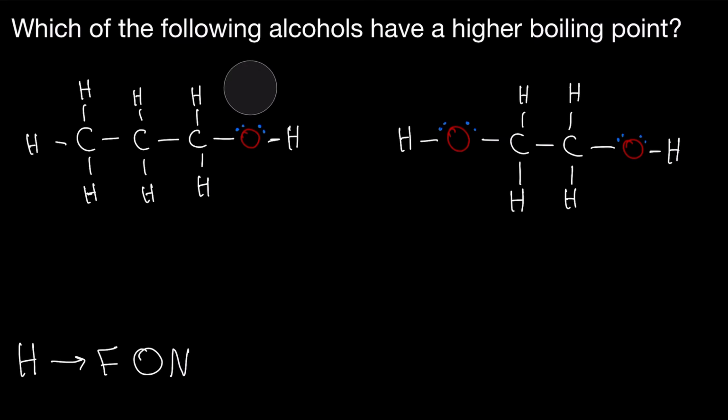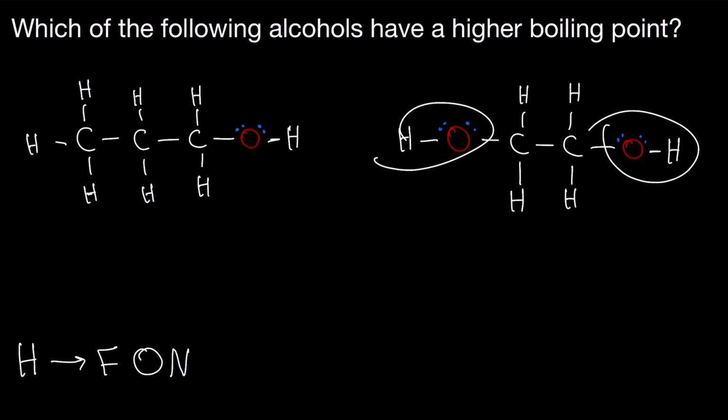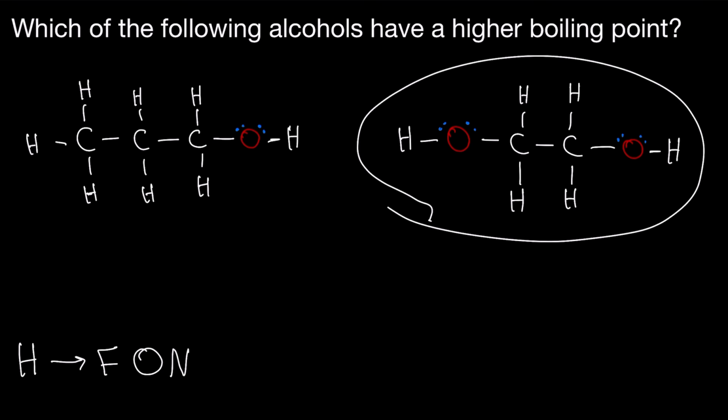In other words, there's one opportunity for hydrogen bond. With this one, you actually have 2. So because there's 2, you need twice as much energy to release those bonds in between the different oxygen and hydrogen atoms. So this one is going to have a higher boiling point, so this is the answer.